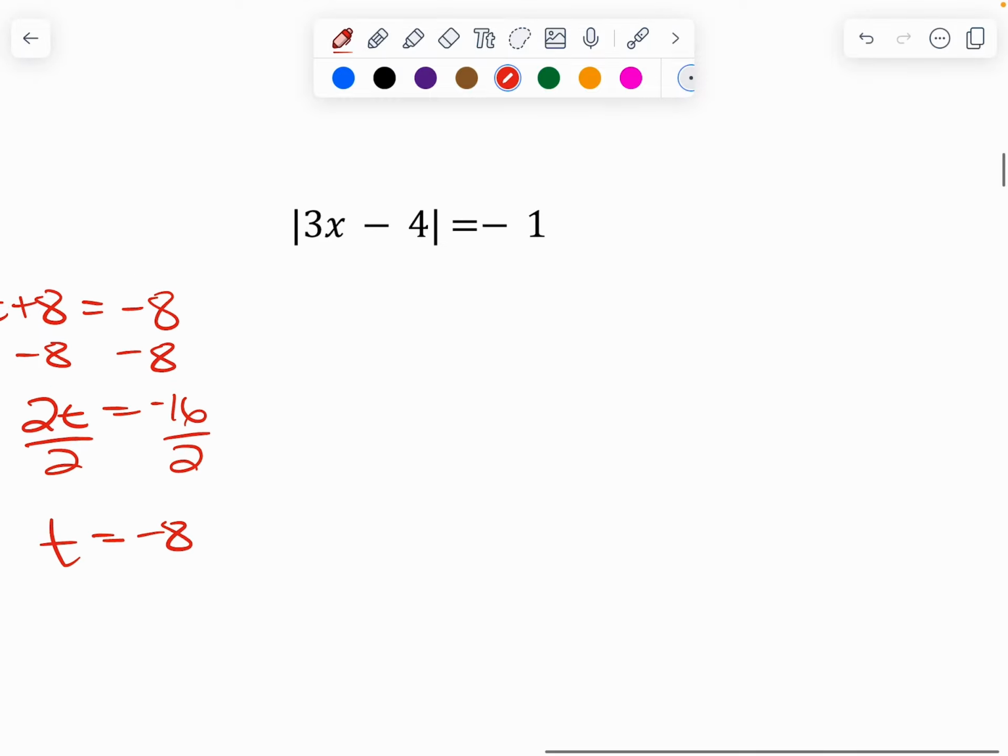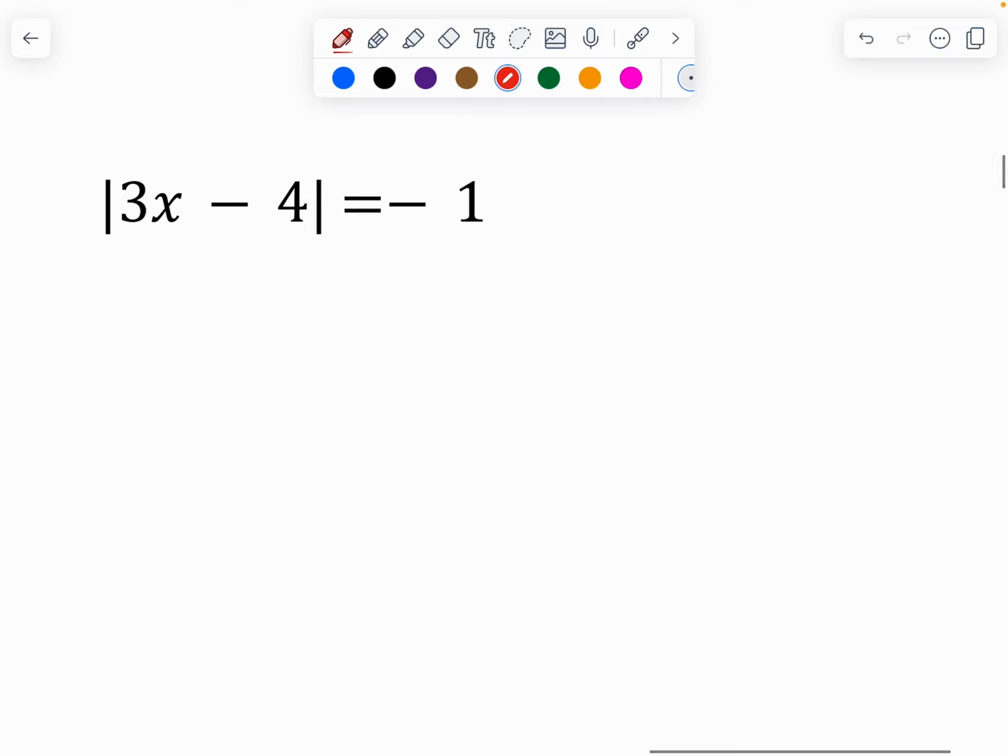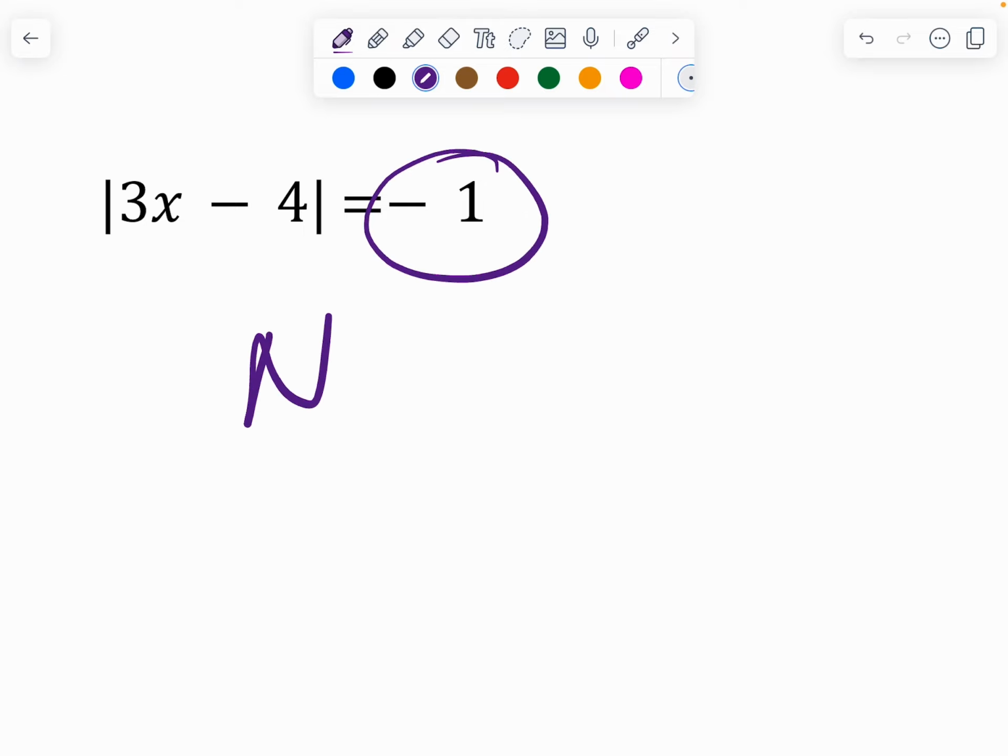Again, we're going to do the same thing over here. I'm going to look at it. I'm going to say, is this number positive? No, it is not positive. That means that this answer is no solution. I didn't even have to do anything.